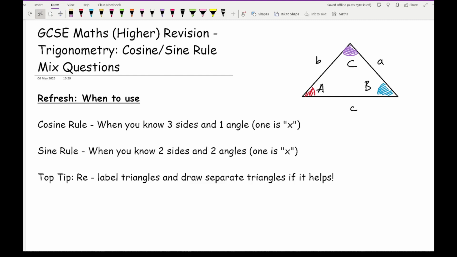And a good top tip that I strongly recommend is if a triangle's been labelled not to your liking, so for example the A is not in the right place or B is not in the right place, then just simply relabel the triangle and draw a separate triangle if it does help, which I'll probably do as we go through some past exam questions.